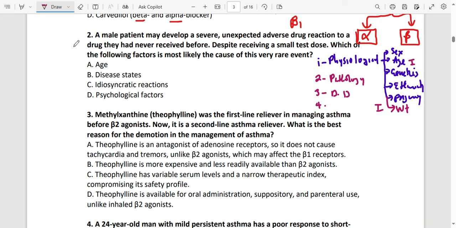Now here we already know. Back to the question, all the questions that have to do with the factors that modify drug effect, we will now be just answering them directly.